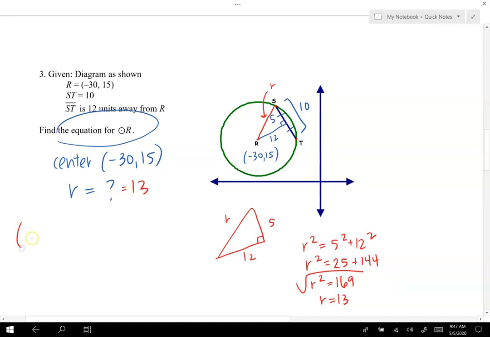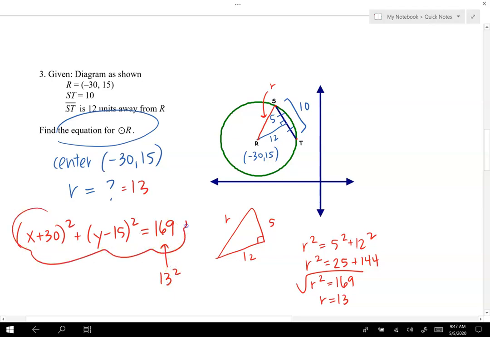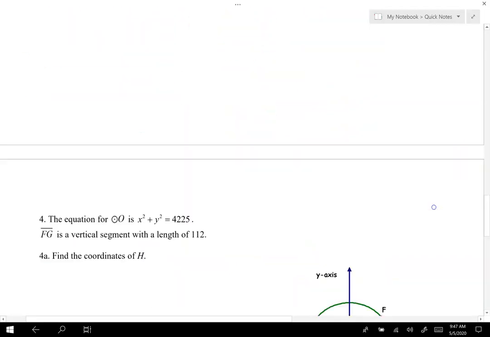So our final equation is x, and we're going to do the opposite signs again. Plus 30 squared plus y minus 15 squared, and then I'll square the 13 to get 169. Okay? Awesome. So there's circle equations and radius chord relationships. All right, there is one more here.